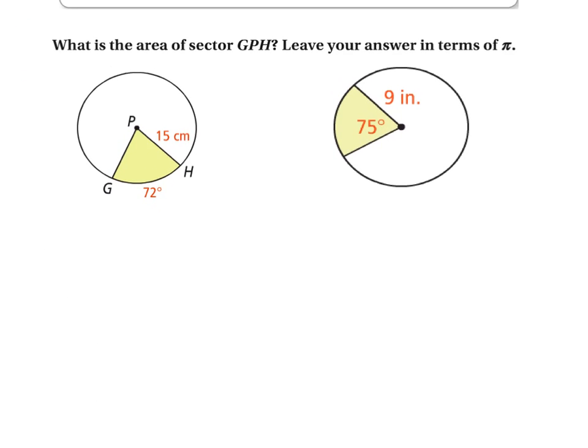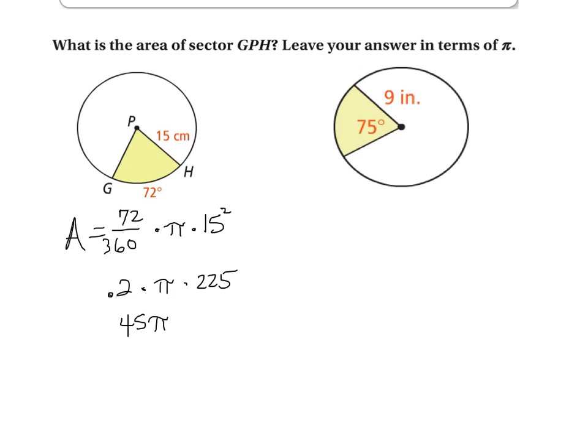What's the area of sector GPH? So we want to find the area of the shaded-in region. Well, you'll notice that the arc GH is what we're looking for, so that's 72. Going to divide that by 360, times pi, times the radius, which in this case is 15, squared. So if I take 72 divided by 360 on your calculator, you'd end up with 0.2 times pi times 15 squared, which is 225. So if I take 225 times 0.2, you end up with 45 pi centimeters squared.